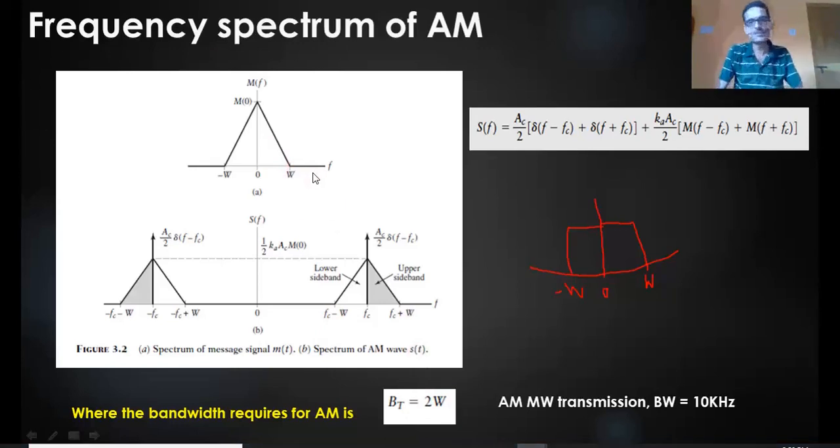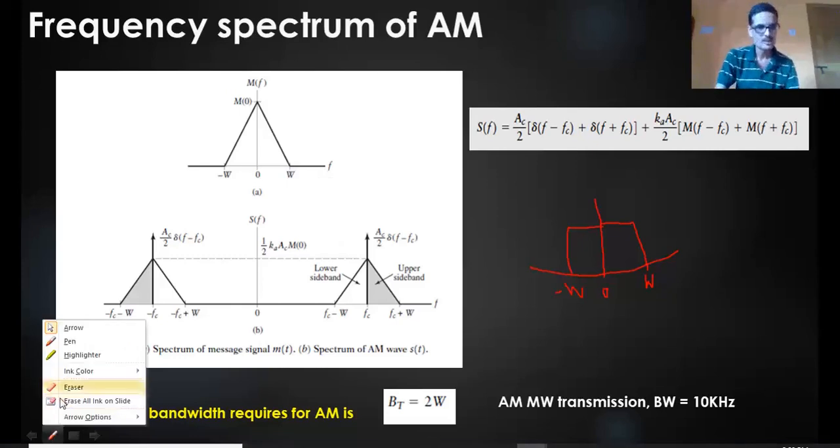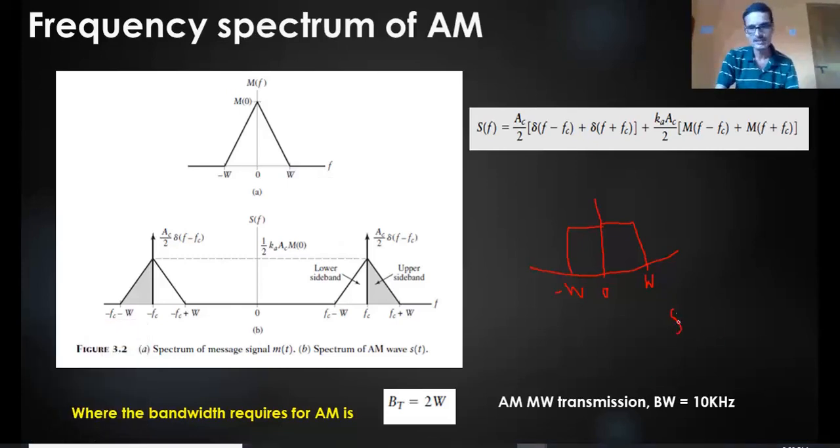But in normal AM broadcasting, say AM medium wave transmission, although the audio band is 20 Hz to 20 kHz, we don't consider the entire message spectrum for transmission bandwidth allocation for each station, say Bangalore station, Delhi station or whatever. The highest frequency is assumed to be 5 kilohertz, out of the range of 20 hertz to 20 kilohertz. In that case, the bandwidth required is 10 kilohertz.